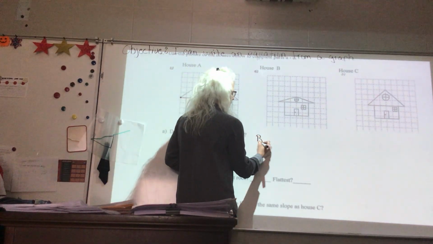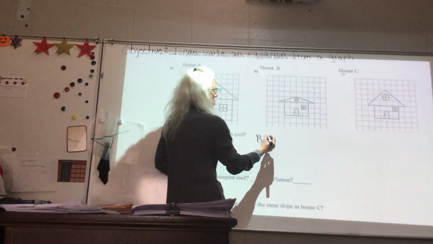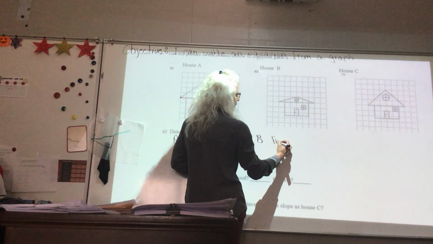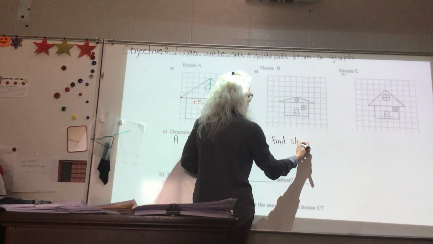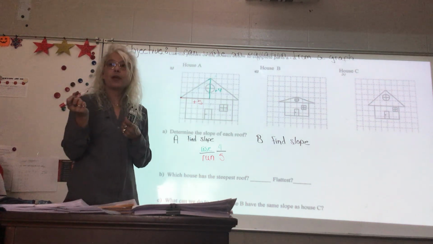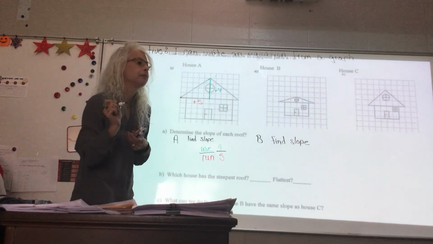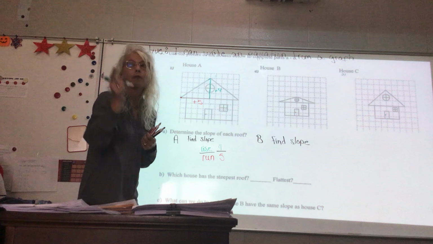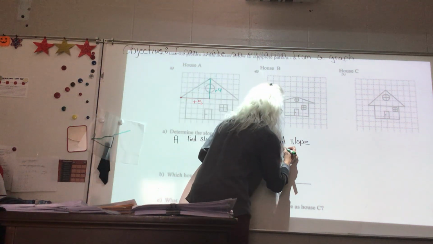House B, we're finding the slope. So we're going to write find slope. And today's method that we're using is called what? Rise over run. Thank you.